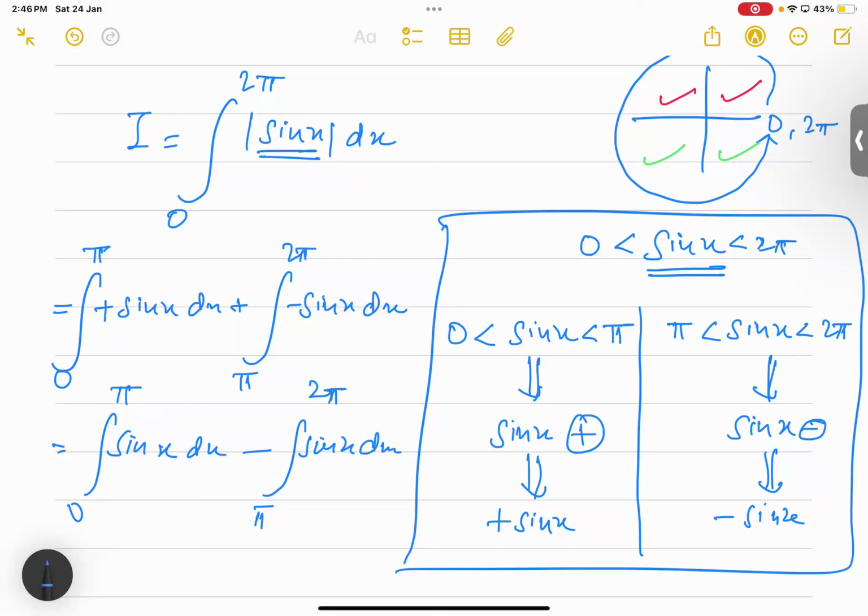Has anyone tried this further? Answer? -2. The answer is wrong. It's not 0, it's not -2. The answer is 4. Okay.